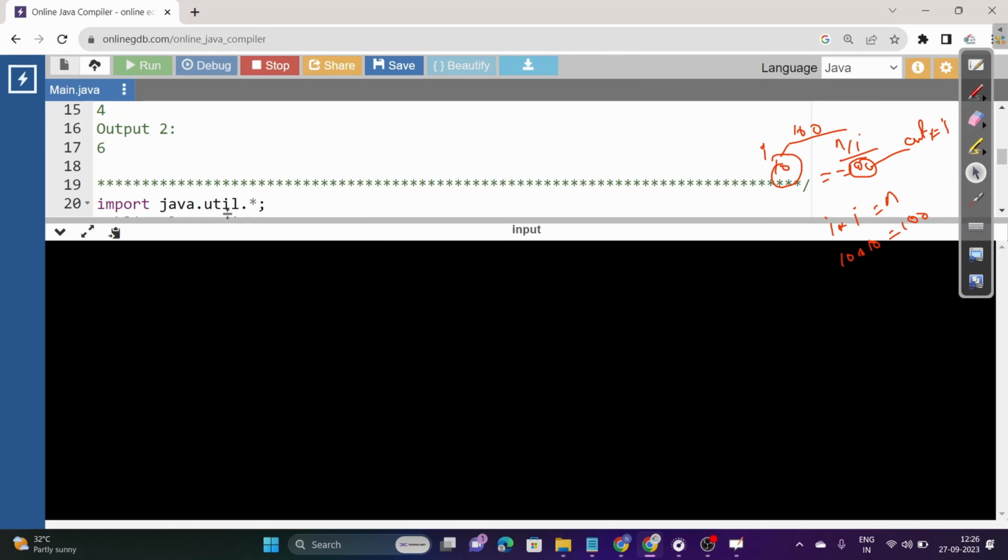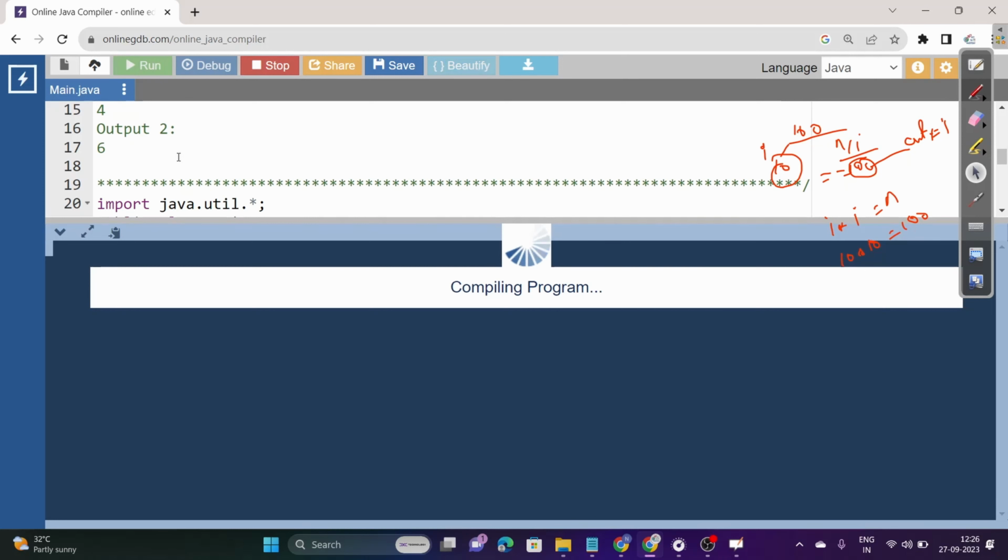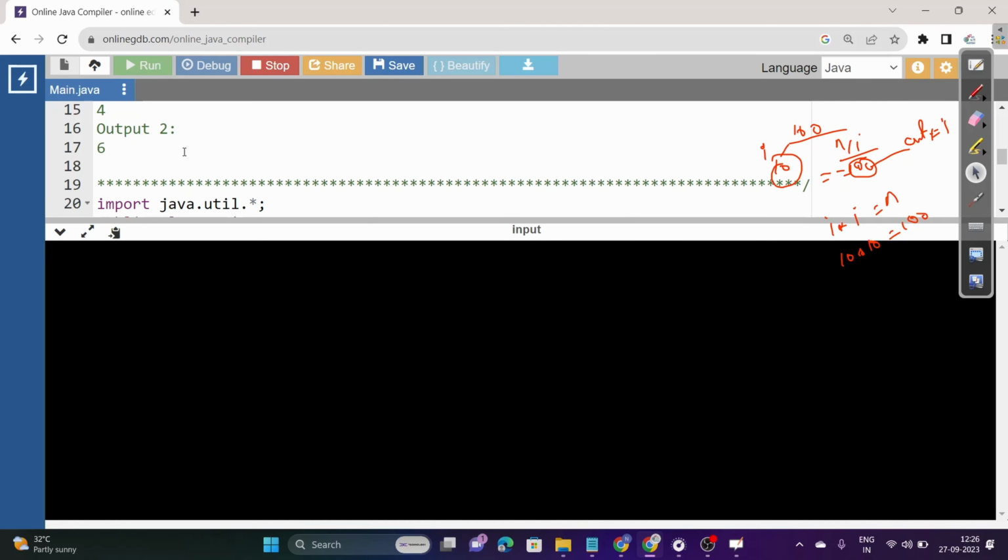Okay, let's give 100. If we get 9, then yes, for 100 we have 9 factors. Let's run 20, we should have 6 factors. Let's check 20. Yes, we get 6.